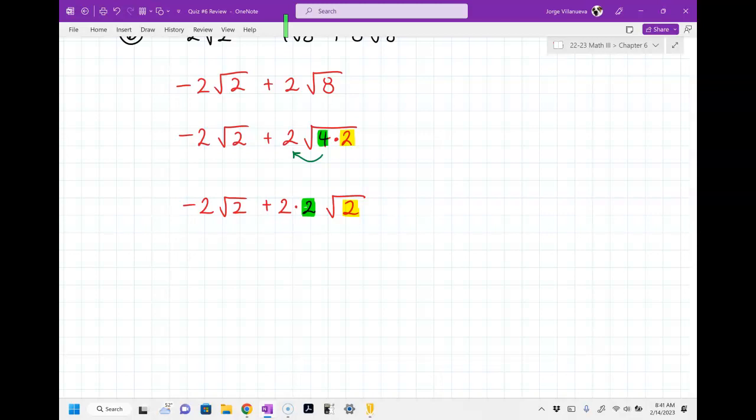Okay, so I applied the rule of the square root to it. Like I said, I saw a lot of people taking the 4 out, and instead of that green 2, they were putting a 4 right there. So they were multiplying incorrectly.